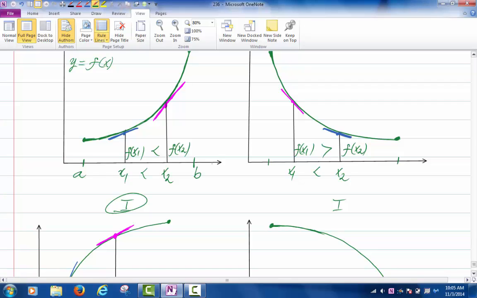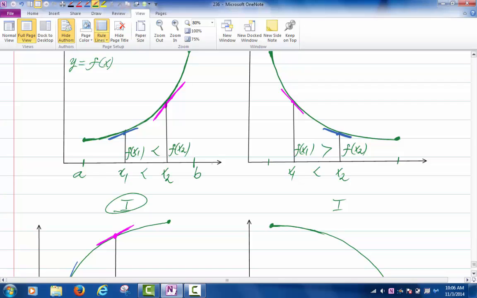Am I making sense? So notice that in both cases we are taking x1 less than x2. In one case, f of x1 is less than f of x2, but in the other case, f of x1 is bigger than f of x2. So for any pair x1, x2, whenever x1 is less than x2, f of x1 is less than f of x2, that would mean f is increasing on I. And whenever x1 less than x2 inside of I, it happens that f of x1 is bigger than f of x2, it means that the graph is going downward.